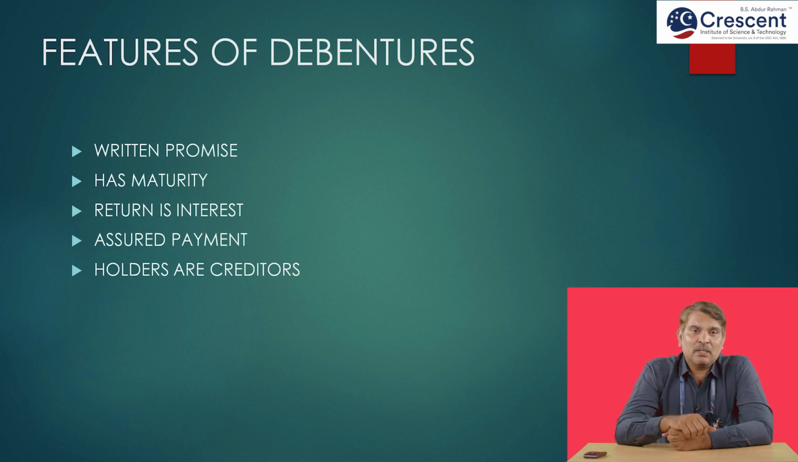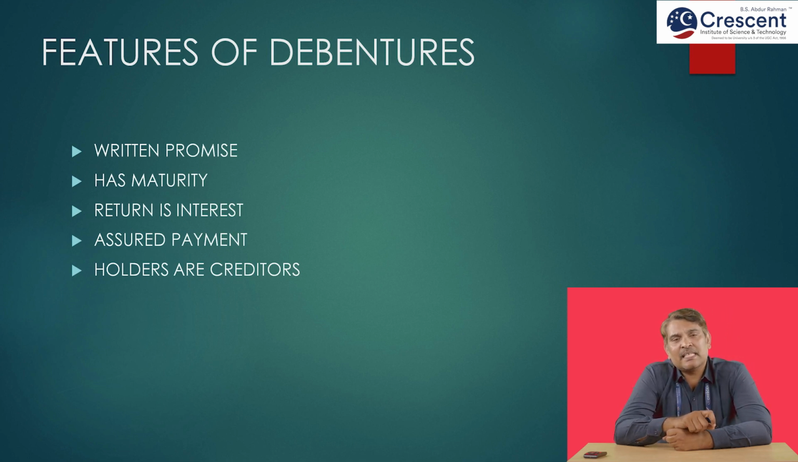The third one is return in the form of interest. For an equity share, the return is by way of dividend. For debentures, which are a creditorship related instrument, the return is going to be interest. And this is fixed. If it is 7%, you will get only 7% interest for the 5 or 6 years of the agreed period. So, it is not going to change.